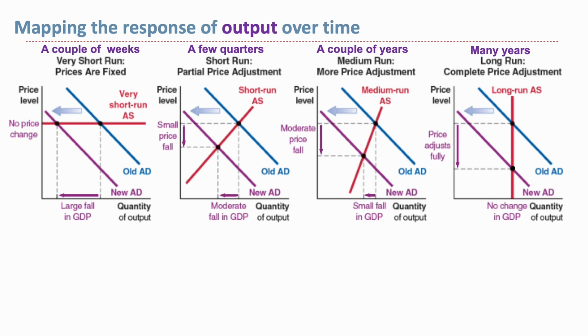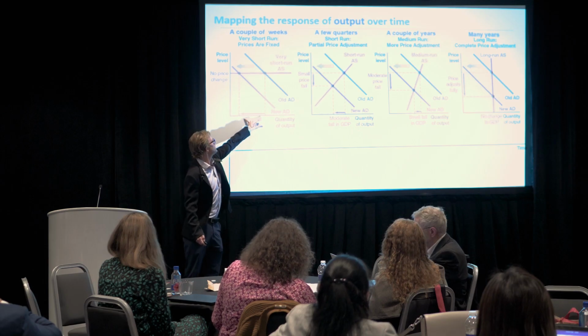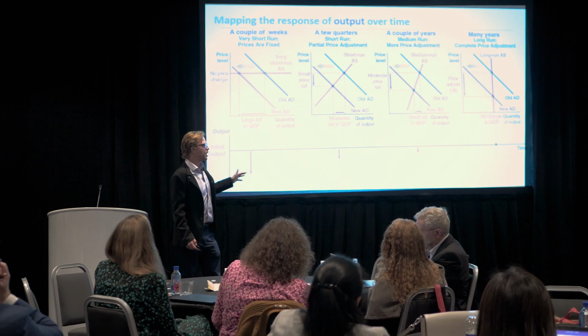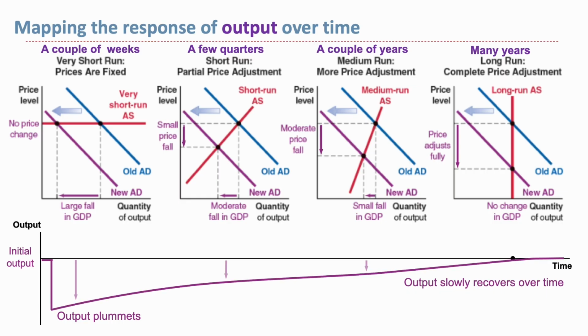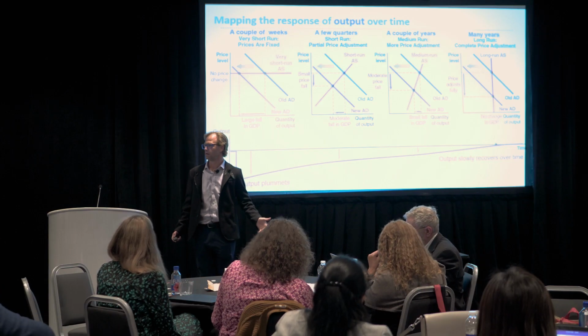What happens to output? Well, in the short run, all the action is that the output declines a lot. It declines by this much. So let's take this arrow and bring it down here. In the medium run, it declines by a moderate amount. Sorry, in the short run, a moderate amount. By the medium run, a small amount. And in the long run, we've got monetary neutrality. So now we know what happens to output over time. And we get an impulse response, which is also how macroeconomists do their work.